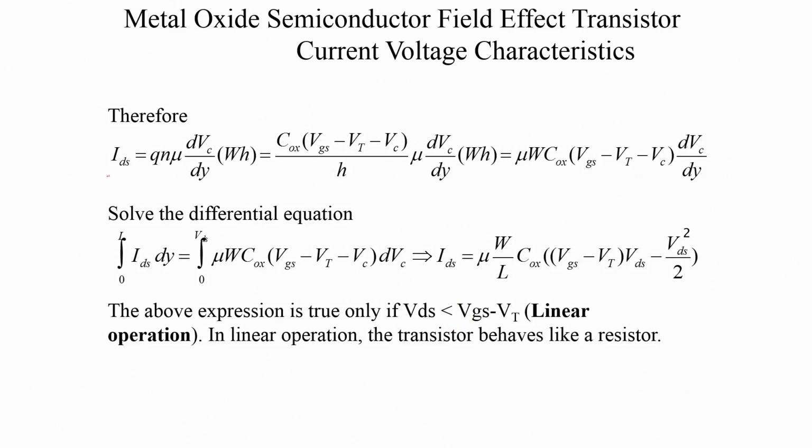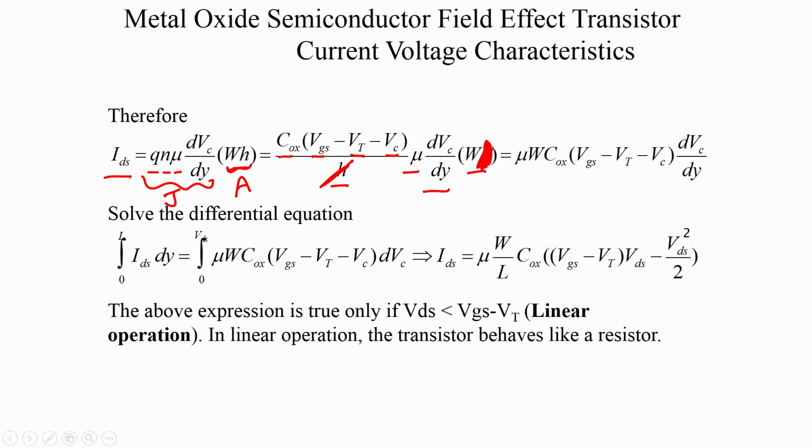So, we now have IDS, we have taken the WH over to the other side, is Q n mu dVc by dy. So, that is the current density into WH, that is the area, and Qn is nothing but Cox into Vgs minus Vt minus Vc by H. Okay. So, it is now the potential with respect to the source into mu into dVc by dy into WH, and see the H cancels off, the H was not required.